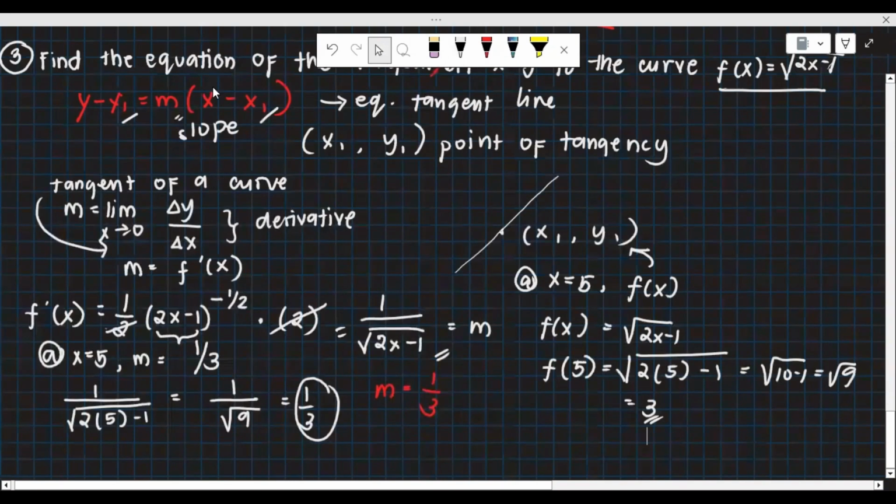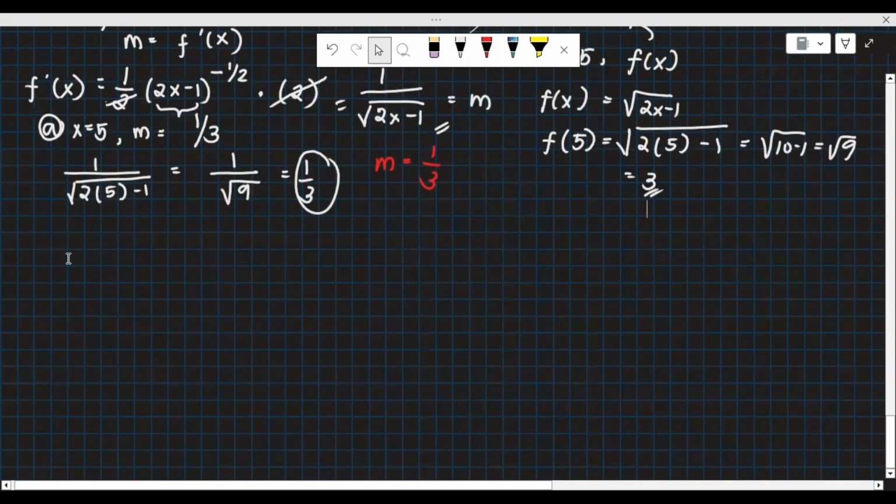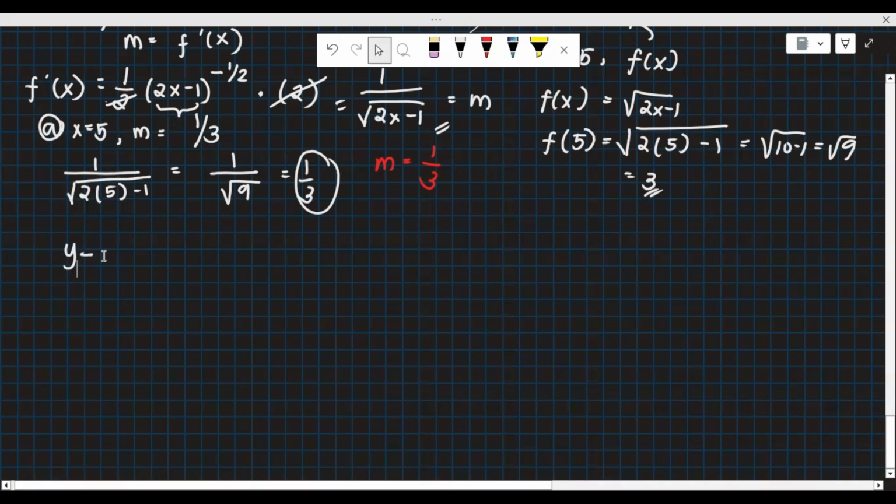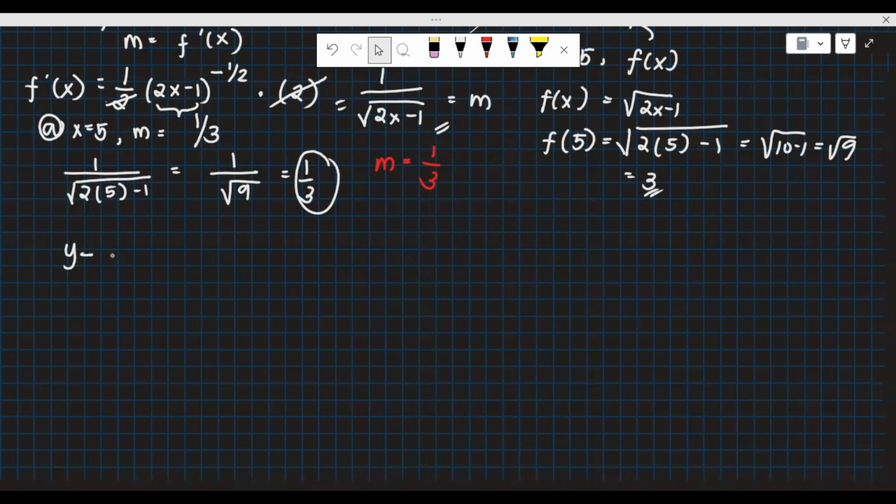Now, to write this whole equation so that we can give yung answer na equation of a tangent line, we're going to substitute the values. So y minus y sub 1, or y sub 1 is 3, is equal to m, which is 1/3, times x minus x sub 1, which is also 5. Okay, so we're just going to transform this into the general formula. So multiply both sides by 3.